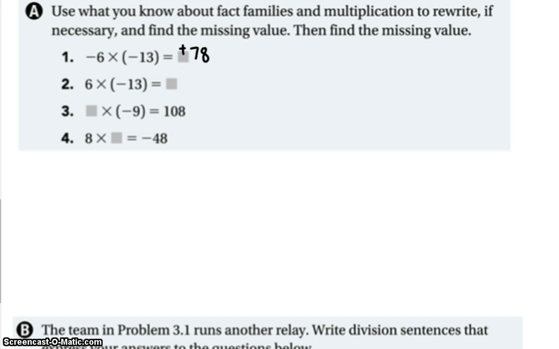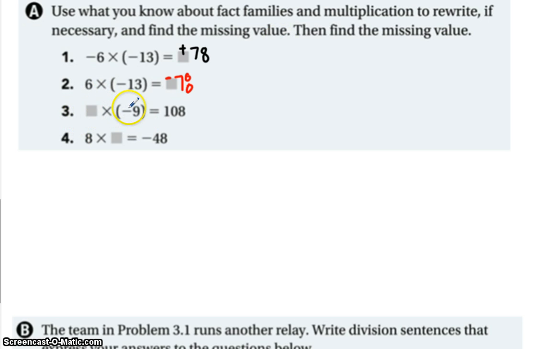Now, moving on to question 2, 6 times a negative 13. Again, using those strategies we learned yesterday and the day before, a positive number times a negative number would give me a negative answer. And so 6 times a negative 13 would equal a negative 78. All right, moving on to A3.